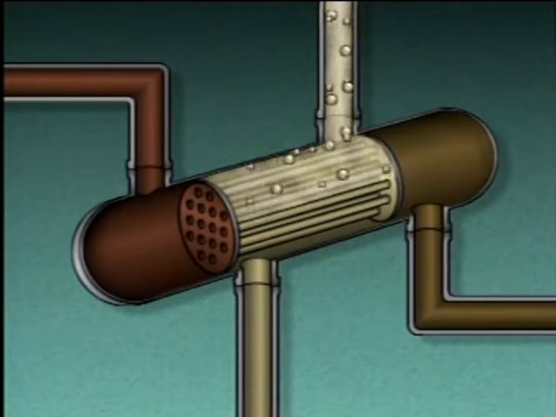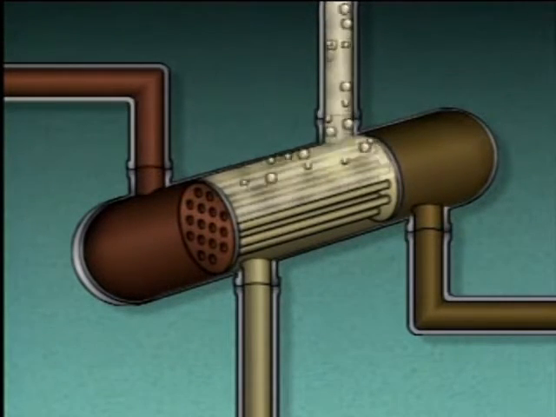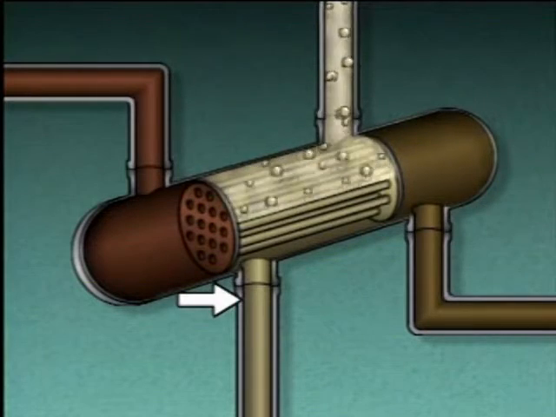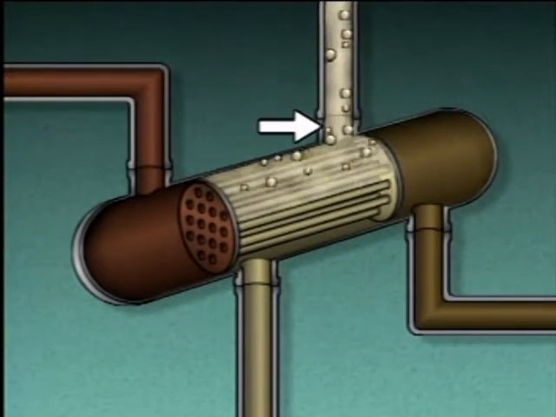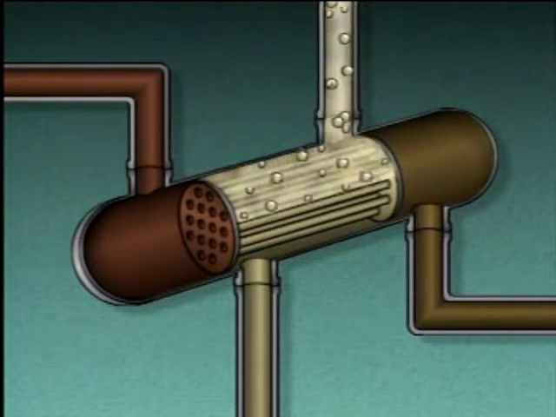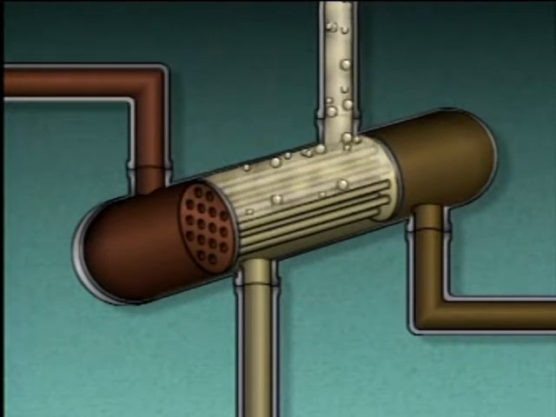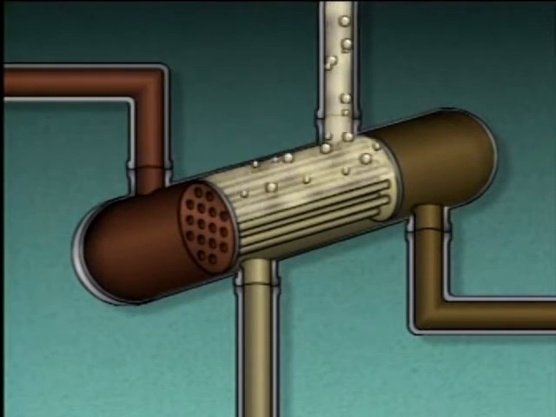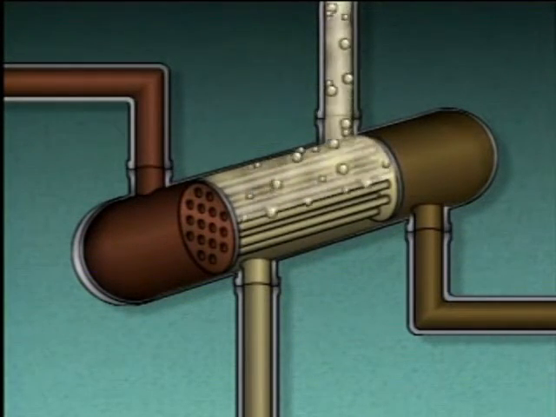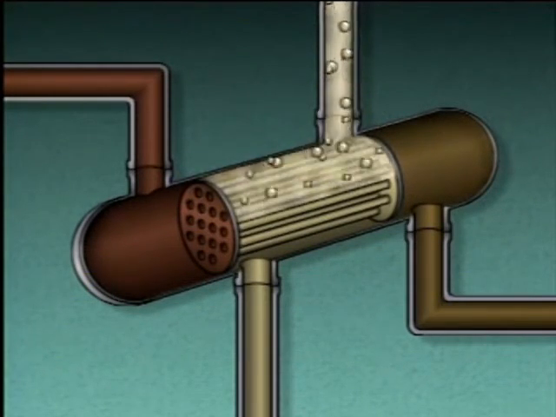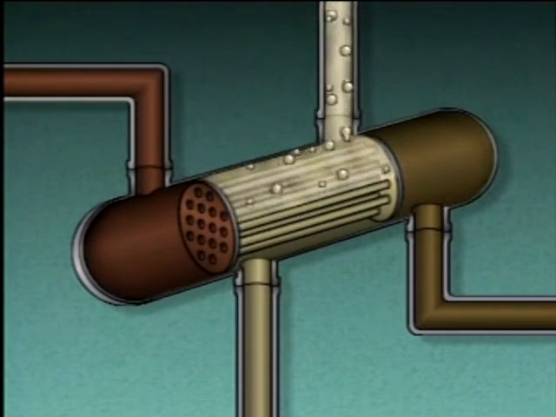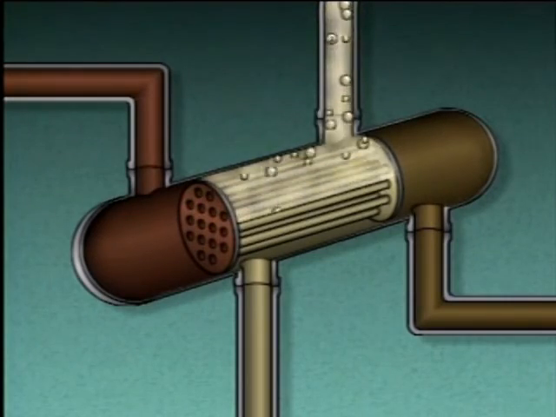The flow of the process liquid and vapor is caused by the difference between the density of the liquid entering the reboiler and the density of the heated mixture that's returning to the distillation column. The heated mixture in the reboiler is less dense than the liquid coming in from the column. This difference in density causes the heated mixture to rise out of the reboiler and return to the column. The result is a natural circulation between the reboiler and the distillation column.